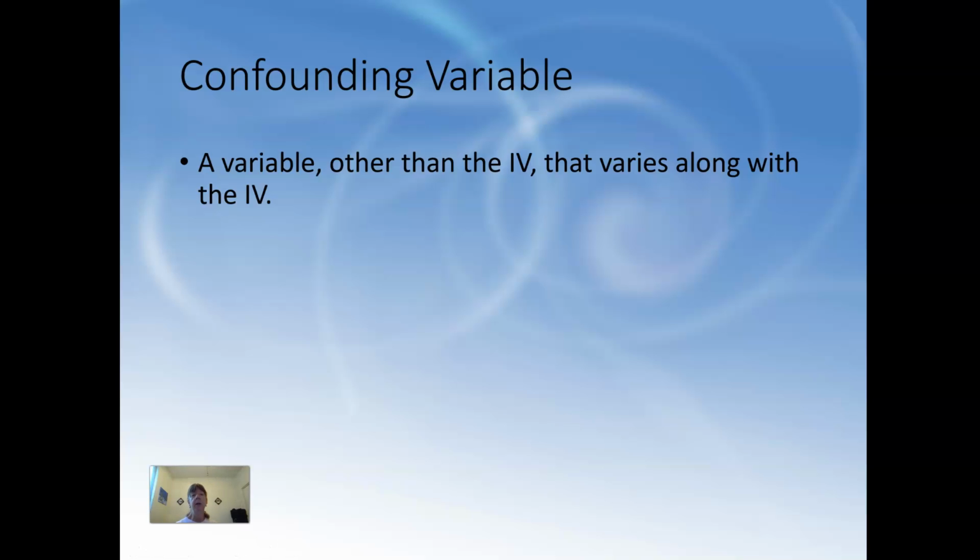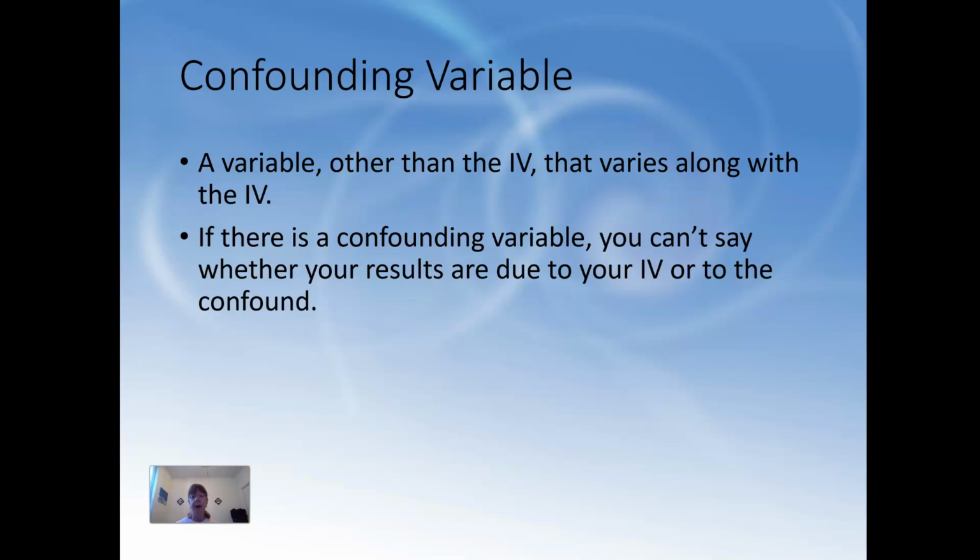A confounding variable is a variable other than the independent variable that varies along with the independent variable, which might not sound like it makes much sense. But in this case, the independent variable was taking attendance. If there was any difference between the two classes other than taking attendance, that might be what caused the difference in the grades. If you have a confounding variable, you don't know whether your results are due to your independent variable or to the confounding variable. So you want to minimize confounding variables. And if you randomly assign your subjects to the two conditions, if I was able to randomly assign subjects to two different classes, that would minimize the differences between the two classes.